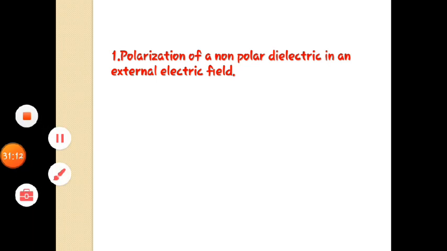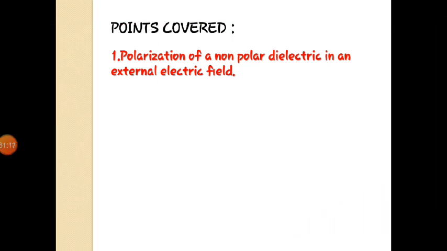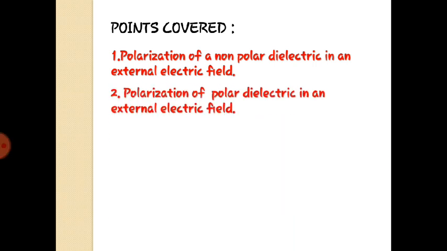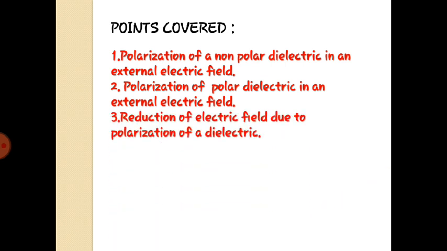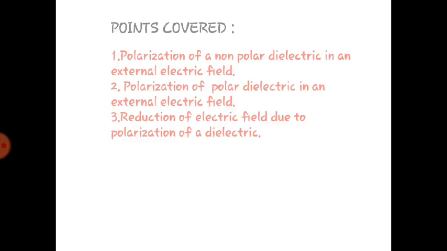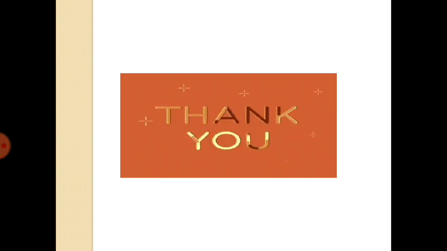These are the points which we have learned today. First is polarization of a non-polar dielectric in an external field, then polarization of a polar dielectric in an external field. Polar and non-polar both we have seen. Then reduction, how the field gets reduced, that we have seen. These are all the points we have covered today.